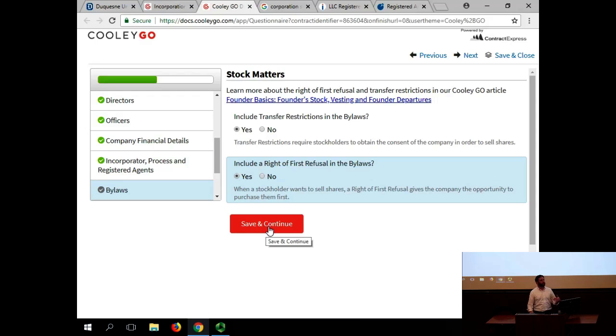So let's include these just so we see what they are. And again, these are kind of belt and suspenders, but they serve slightly different purposes. There are other concepts in transfer restriction. There's also something called, in addition to a right of first refusal, a right of first offer. There's lots of ways to restrict shares, but these are sort of the basic two. Fundamentally, though, what do you need to know about this? They go in the bylaws. They also get printed on the stock certificate, but the transfer restrictions are in the bylaws.